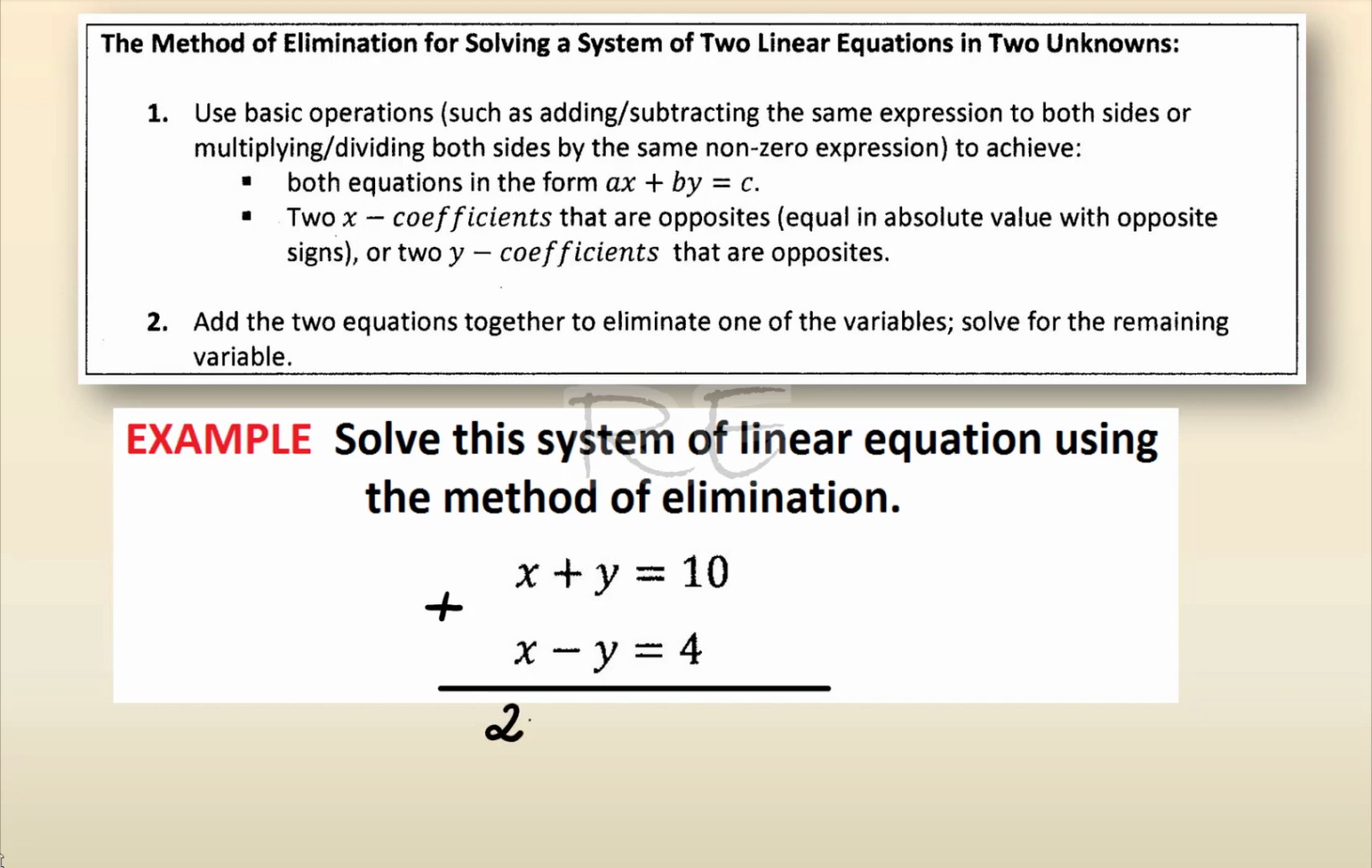y and negative y will cancel when we add, so let's add them. 2x plus 0 is equal to 10 plus 4, 14. Now let's divide both sides by 2. Since 2x is equal to 14, we get x equal to 7.